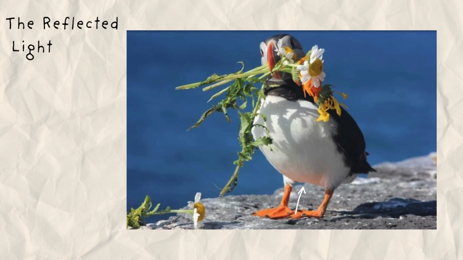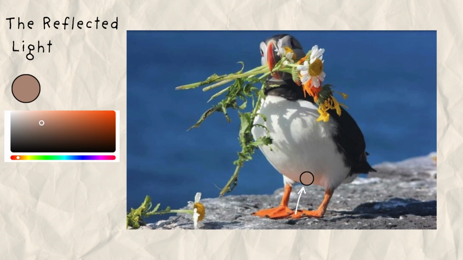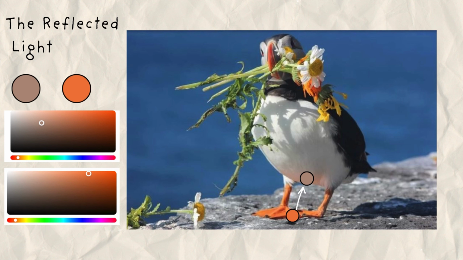And now we're going to look at reflected light. This one is the trickier one out of all of them. So we know that what we're seeing right now is the white feather of this puffin, but it's a little bit closer to the color of the feet that are orange underneath it.